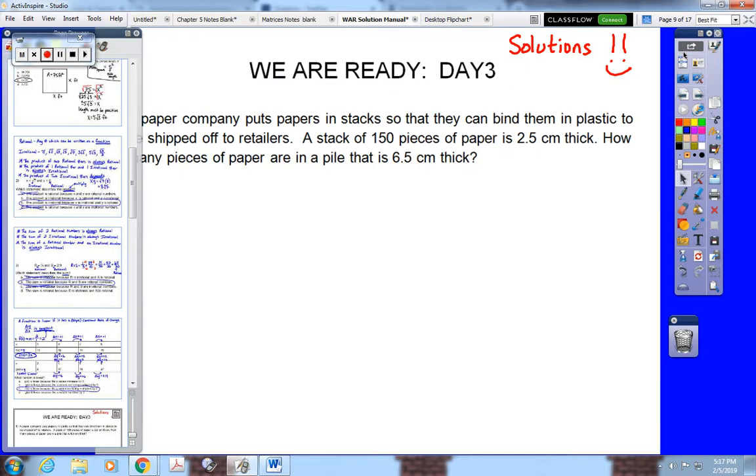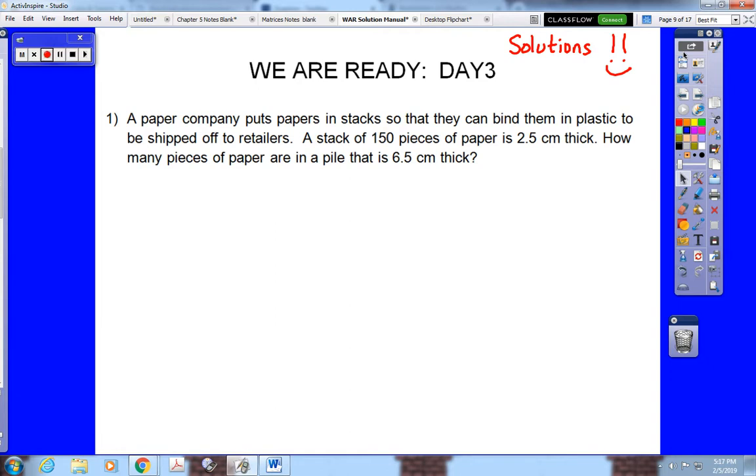Okay, so a paper company puts papers in stacks so that they can bind them in plastic to be shipped off to retailers. A stack of 150 pieces of paper is 2.5 centimeters thick. How many pieces of paper are in a pile that's 6.5 centimeters thick? Well, this is a fancy way of disguising a proportion. Okay, it's a proportion word problem.